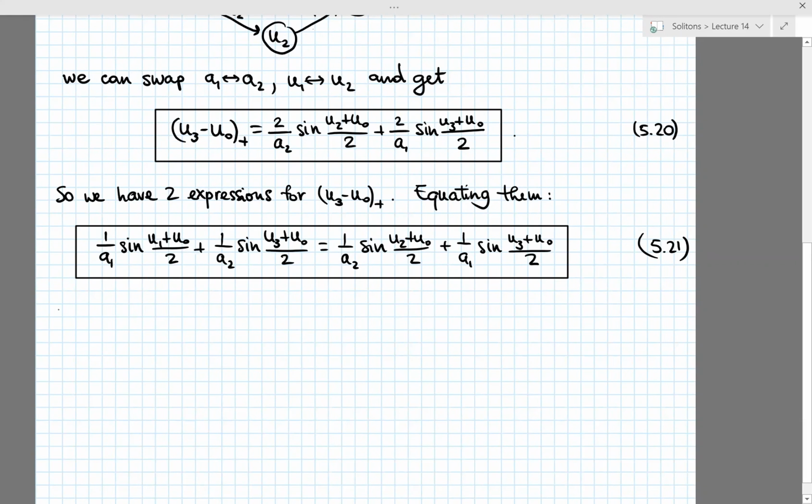So by comparing the upper root and the lower root, we obtained an algebraic relation 5.21 among the four solutions U0, U1, U2, and U3. And this is very useful.